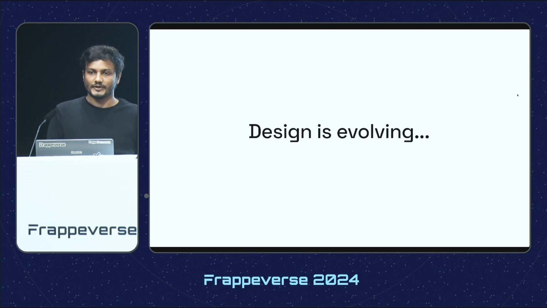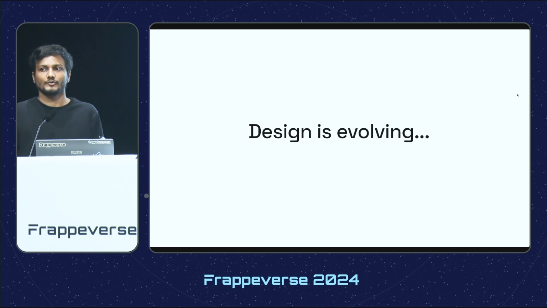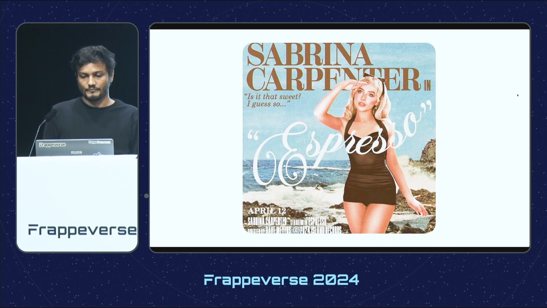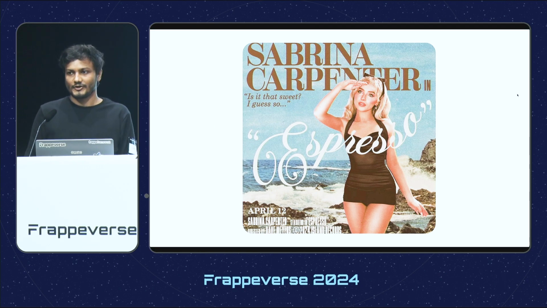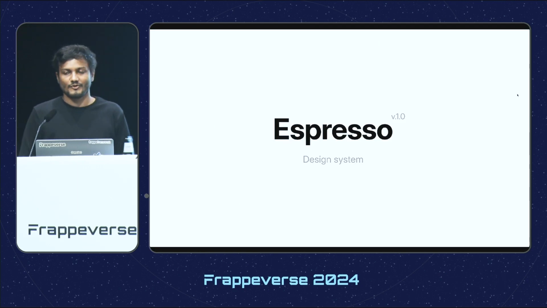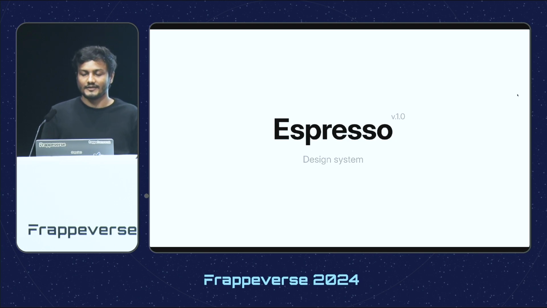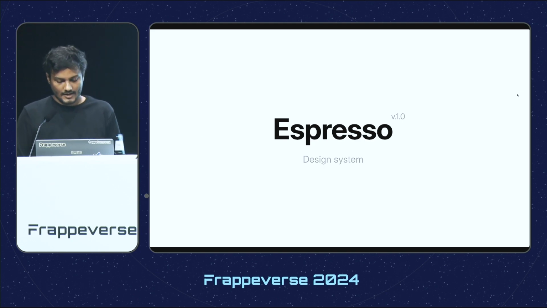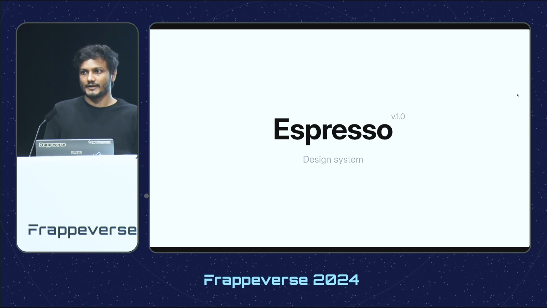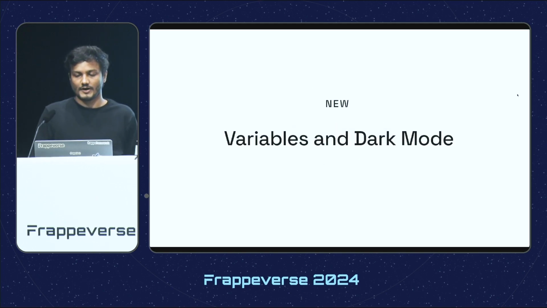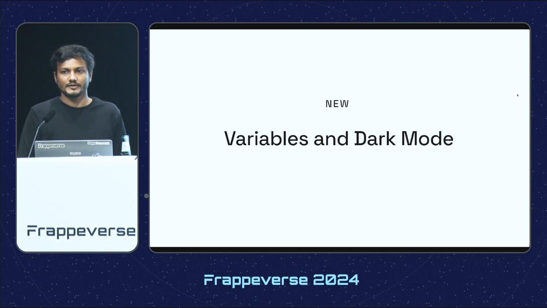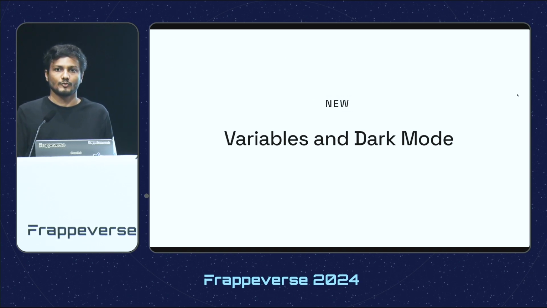And at the previous Frappeverse, we introduced a brand new design system, which was called Espresso. Not this one, but now that I have your attention, the Espresso design system is created from the ground up by Timeless, which is a studio from Chennai. And since last year, we have made several enhancements to the design system. So Espresso now makes use of Figma's update for variables. And using this feature, we have enabled dark mode across all our apps.